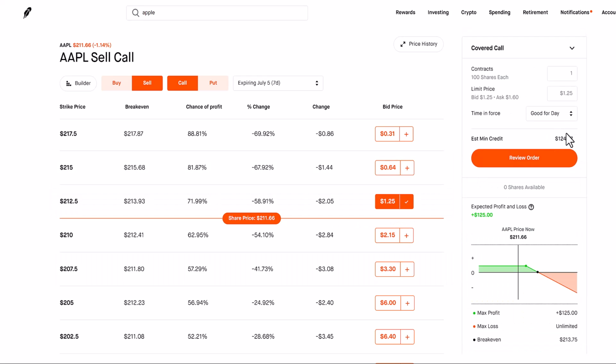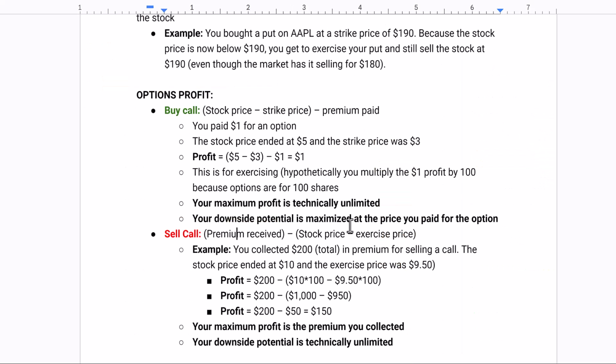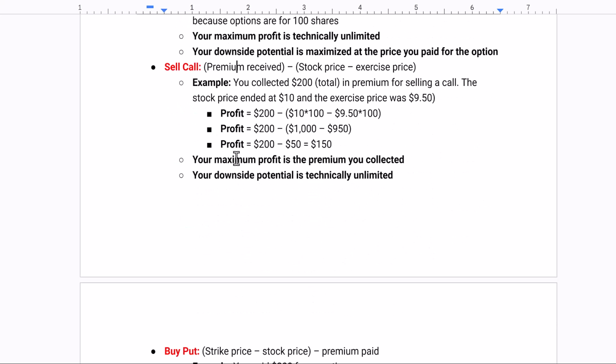Okay, now the reason why it's different is because of the bid and the ask spread. Sellers want to get 160, buyers only want to pay 125. So if I wanted to get it executed right now, I'd have to sell it for 125 bucks. So what would happen is this 125 bucks would get put into my account, and that is the maximum amount of profit I can make. Okay, my maximum amount of profit when you sell a call, it's the premium you collected.